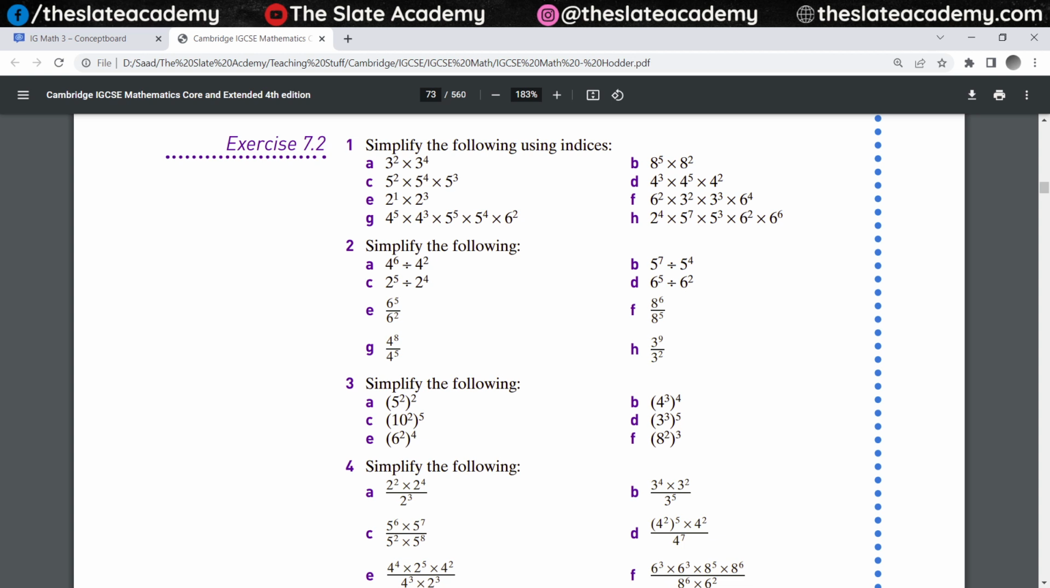Not the full expansion of it. Leave the answer in index form for F, G, and H. 3 to the power 2 times 3 to the power 4. Bases are same, powers would add, so the answer would be 3 to the power 6. B. 8 to the power 5 times 8 to the power 2. Bases are same, powers would add, 8 to the power 7.